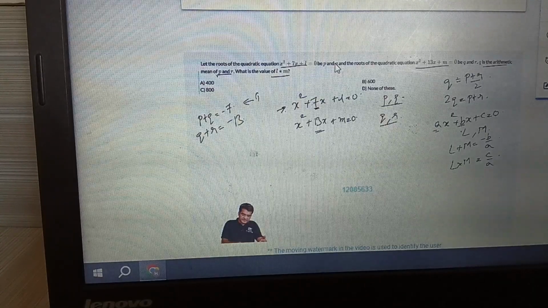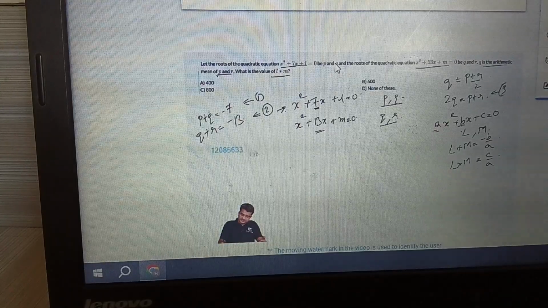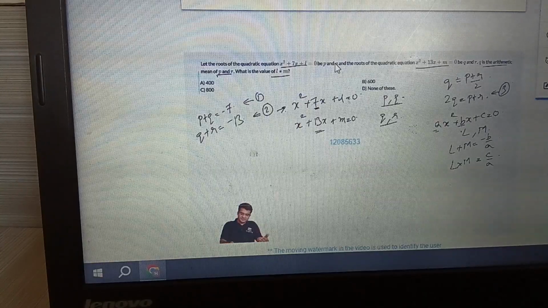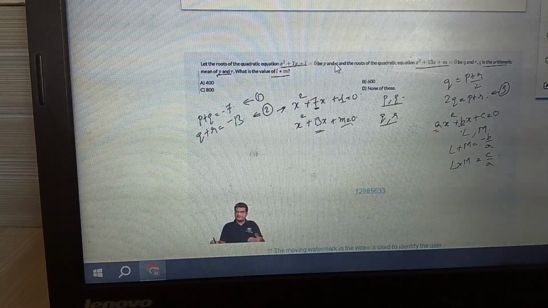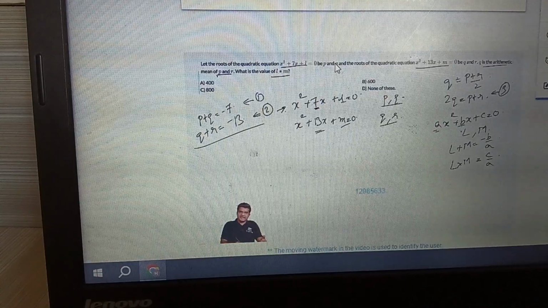So you have one equation, you have the second equation, and you have the third equation. So you have three equations and three unknowns. You can calculate the value of P, Q and R. Based on that, we'll calculate the value of L and M, and then we'll calculate the value of L into M. The easiest way to solve it is by adding 1 and 2.